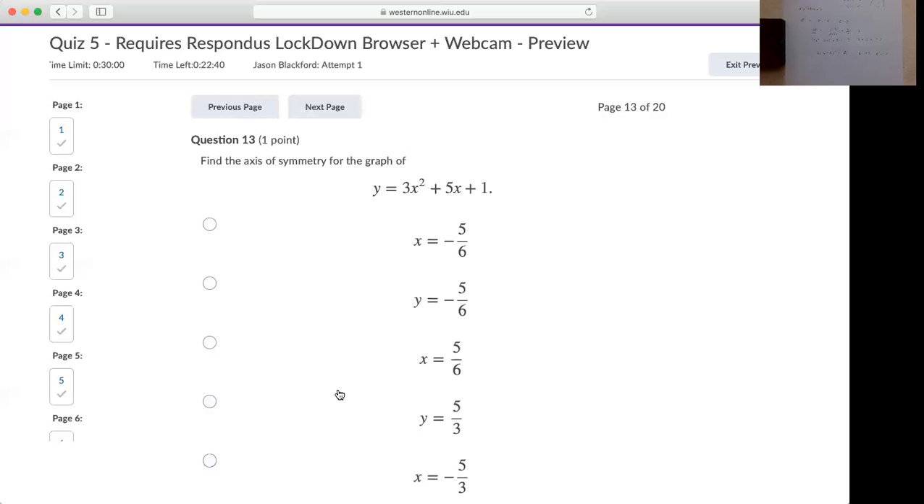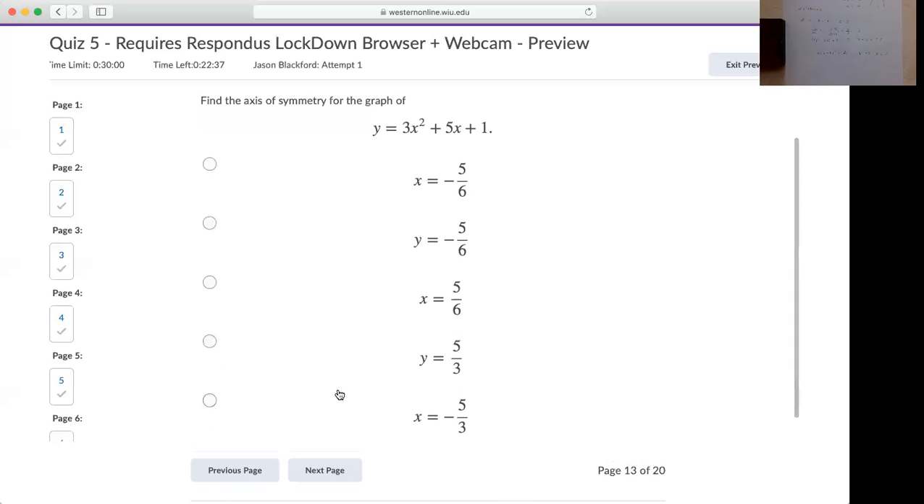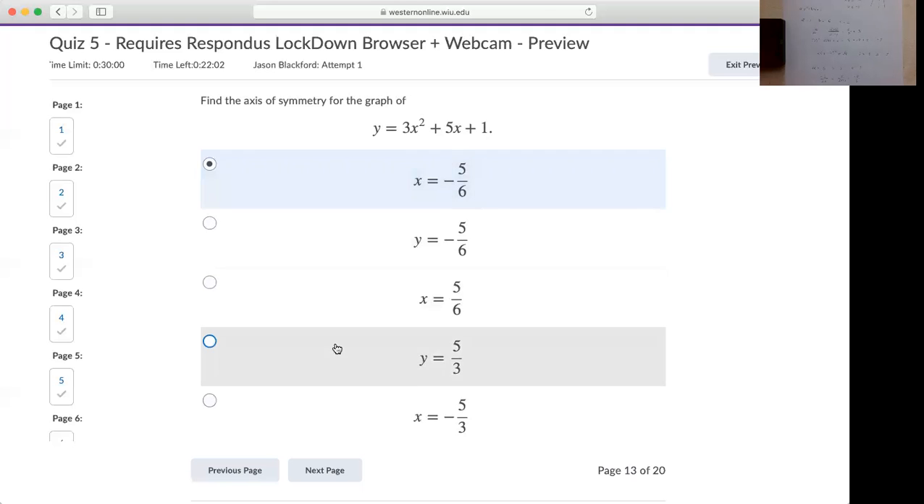Okay. On problem 13, the axis of symmetry for this quadratic function. In this case, a is 3, b is 5, c is 1. Negative b over 2a is going to be -5 over 2 times 3, or -5/6. Okay, and then which is it? Is it x equals -5/6 or y equals -5/6? Well, remember the axis of symmetry is a vertical line, and a vertical line is given by x equals some number. So x equals -5/6.